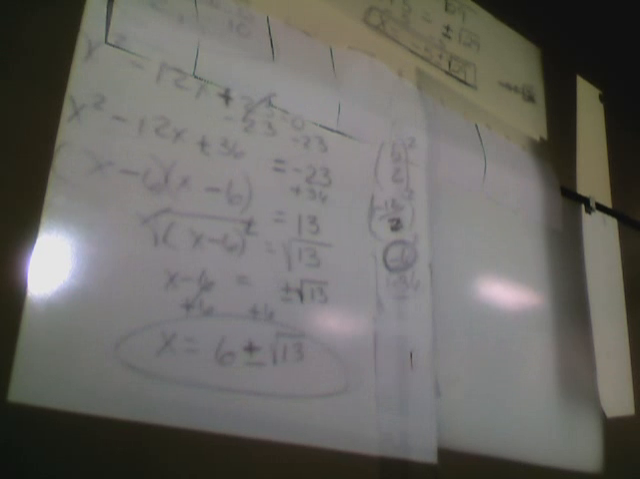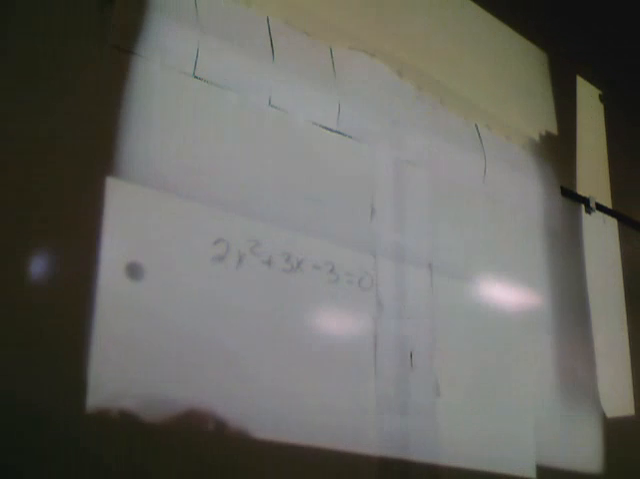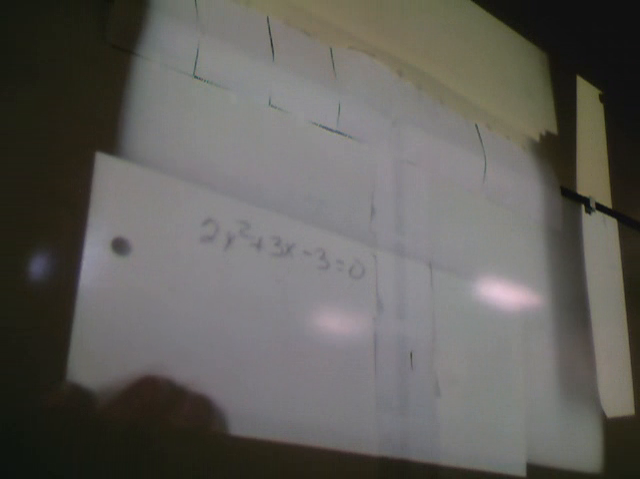We'll do one a little bit harder, where it ends up being a fraction, a square root over a fraction. Okay, in the margin on 679, there's a problem. 2x squared plus 3x minus 3 equals 0. Okay, 3 is 3 times 1. You can keep trying, and you're not going to be able to factor this one, okay?